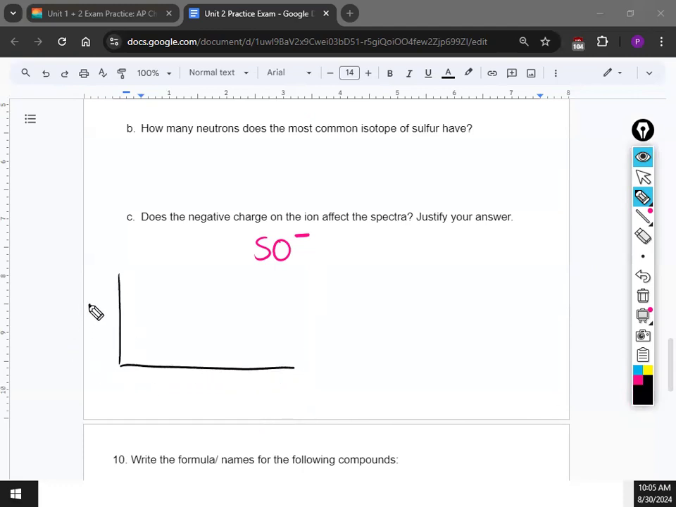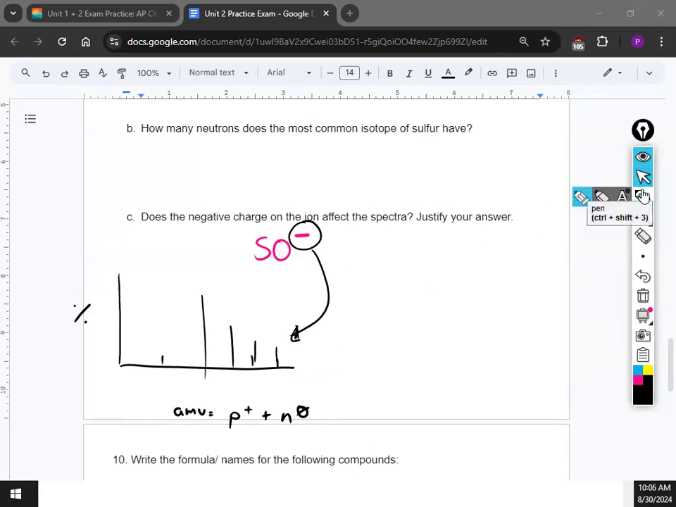Now, with that in mind, let's take a look at the spectra. Here we have the percent abundance and the AMU, and if you remember, AMU is protons plus neutrons. So all the bars that we have tell us the protons and the neutrons. And the question is basically asking, is whatever causes the charge going to affect the height of the bars right here? I'm not going to answer that for you. You can think about it, talk about it, ask ChatGPT about it, but I'll leave off there.